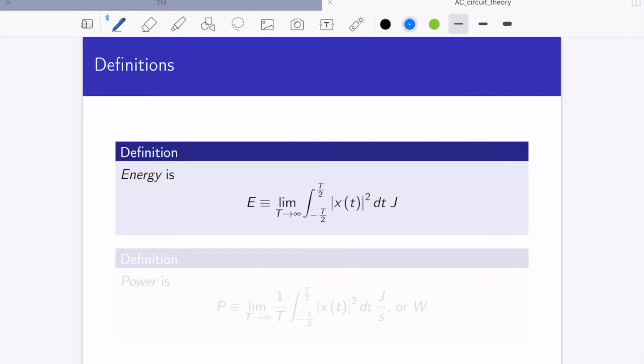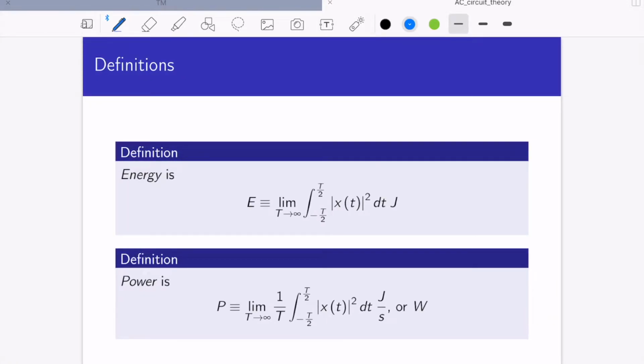We can define energy to be the limit as T approaches infinity, from minus T over 2 to T over 2, of the magnitude of x of t squared dt, where T is the period. And the units for energy will be in joules, which we abbreviate as J.